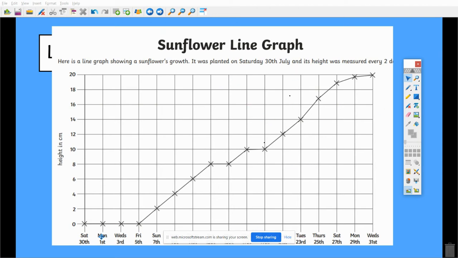So a line graph always has the time at the bottom. So it might be weeks, it might be months. At the moment, you might be seeing in the news coronavirus cases. They go up and down, and they'll have the date on here, and they'll say, at the moment, cases are up here, and now cases are down here, and now cases are here, and now cases are here. And people might use it to monitor when it's safe to come back to school.